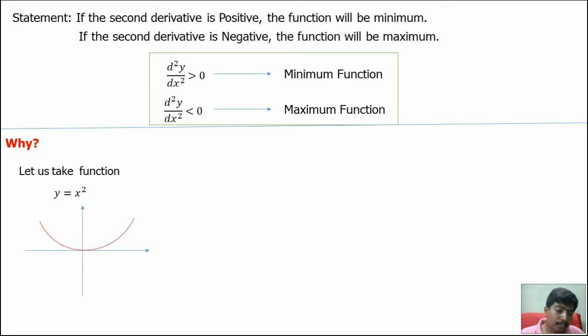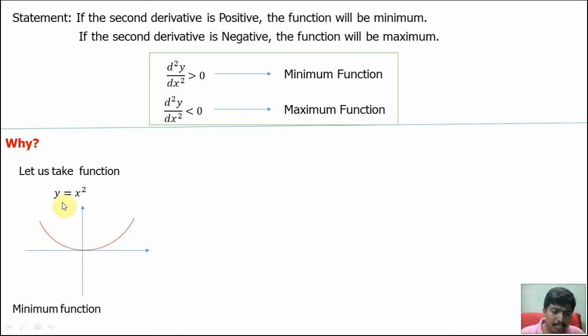This is a minimum function. How do we know that? This is y equals x square. In the downward direction, y is equal to minus x square. On the right side, x equals y square. Here, x equals minus y square. This is a minimum function. We know that because there is a minimum point.